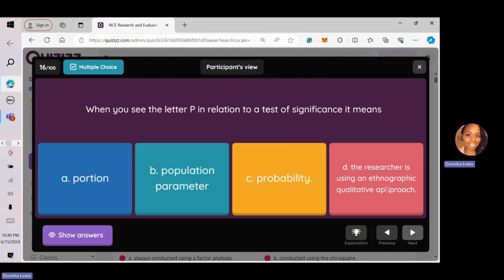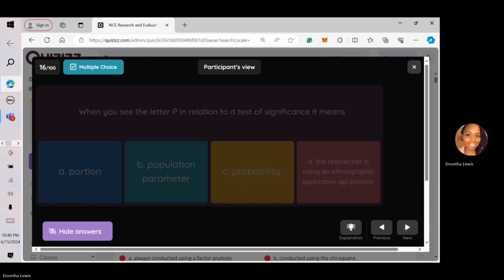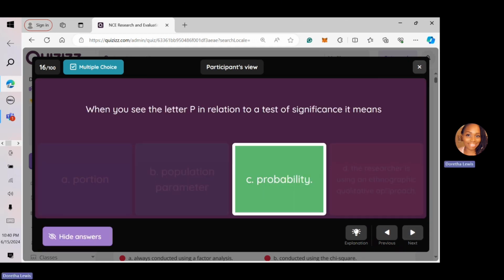When you see the letter P in relation to the test of significance, it means, right? A, portion, B, population parameter, C, probability, D, researcher using ethnographic qualitative approach. Now, I hope you chose C, probability. So probability of error, right? In research, you're always going to have the probability of error, but you want to have the smallest amount of error so that your research will be highly valid and reliable.